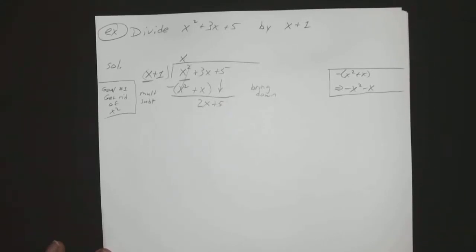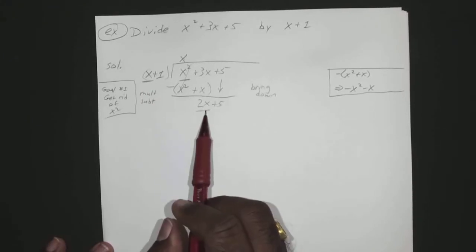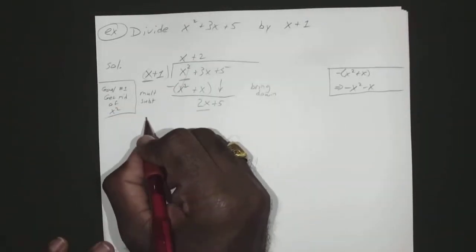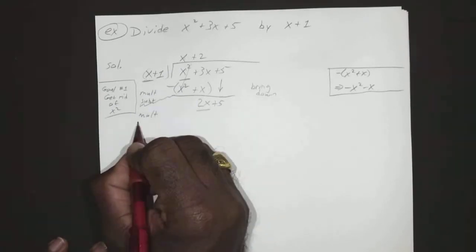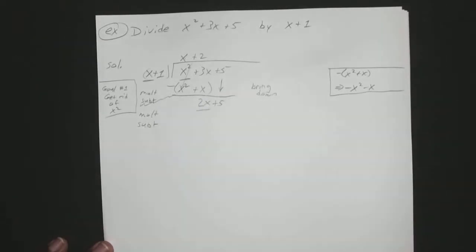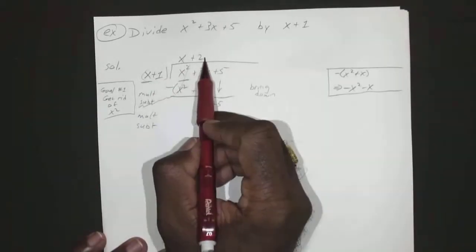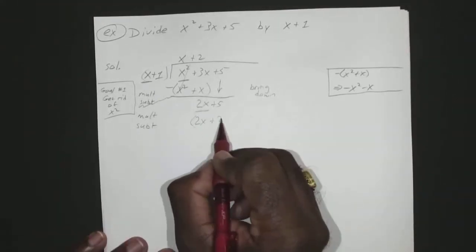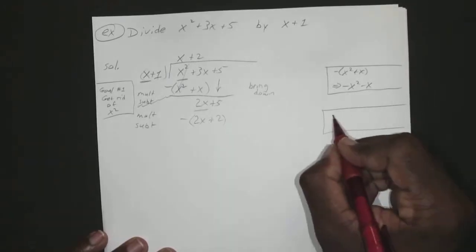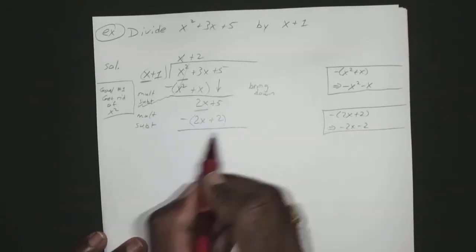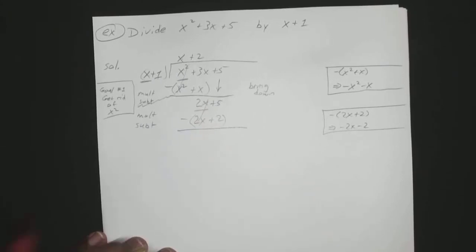Just like we got rid of the x squared, we want to get rid of the 2x. So we multiply some number by x to give us 2x, which in this case is 2. Once again, we're going to multiply, subtract, and there's nothing else to bring down, so we stop after this multiply and subtract. So 2 times x is 2x. 2 times 1 is positive 2. So we subtract. Remember your negative 2x plus 2 is just going to be negative 2x minus 2 after you distribute. So 2x minus 2x is 0, so that disappears. 5 minus 2 is 3.